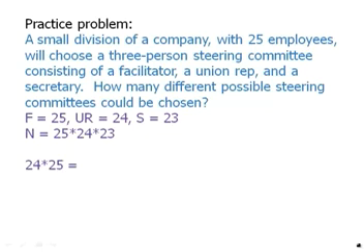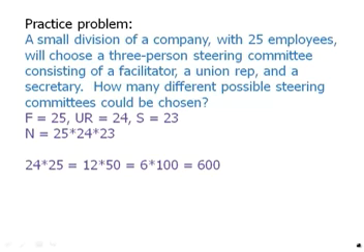25 times 24. For this, we'll use the doubling and halving principle. Half of 24 is 12. Double the 25 is 50. Use the halving and doubling principle again. Half of 12 is 6. So we get 6 times 100. That's 600. So now we just have to do 600 times 23.